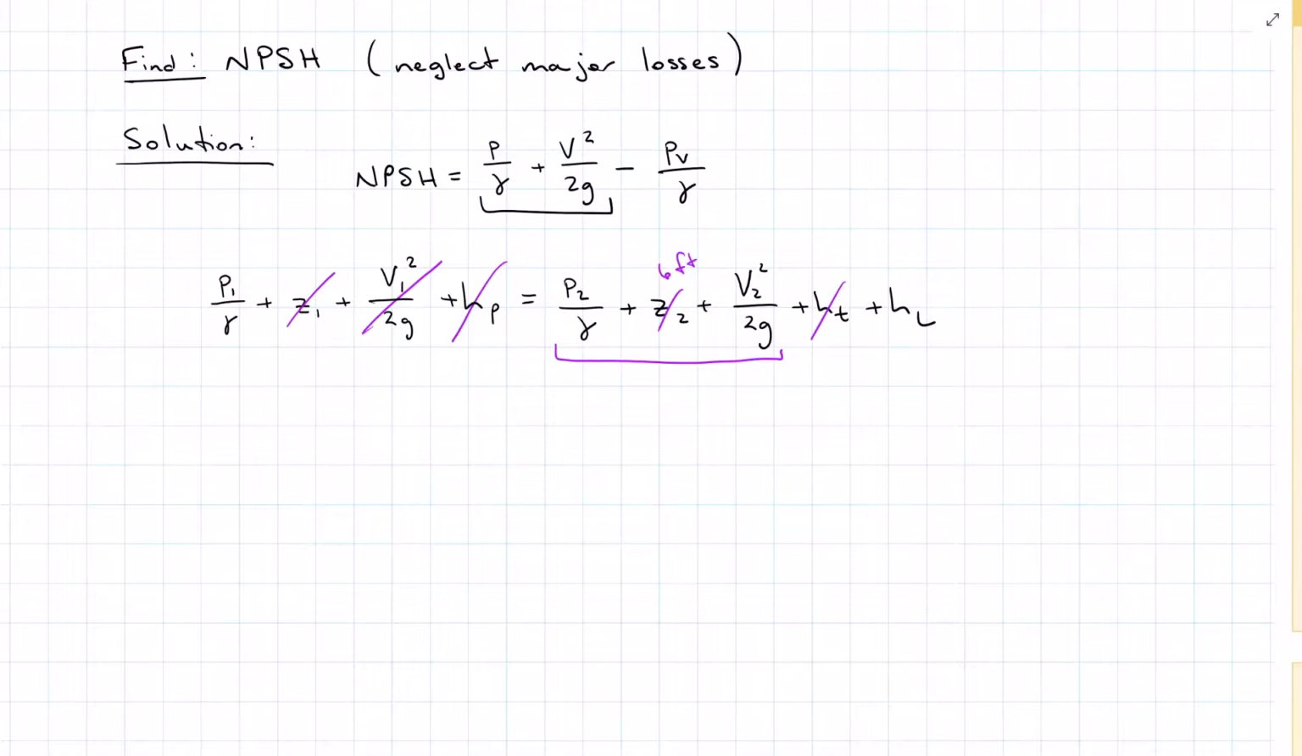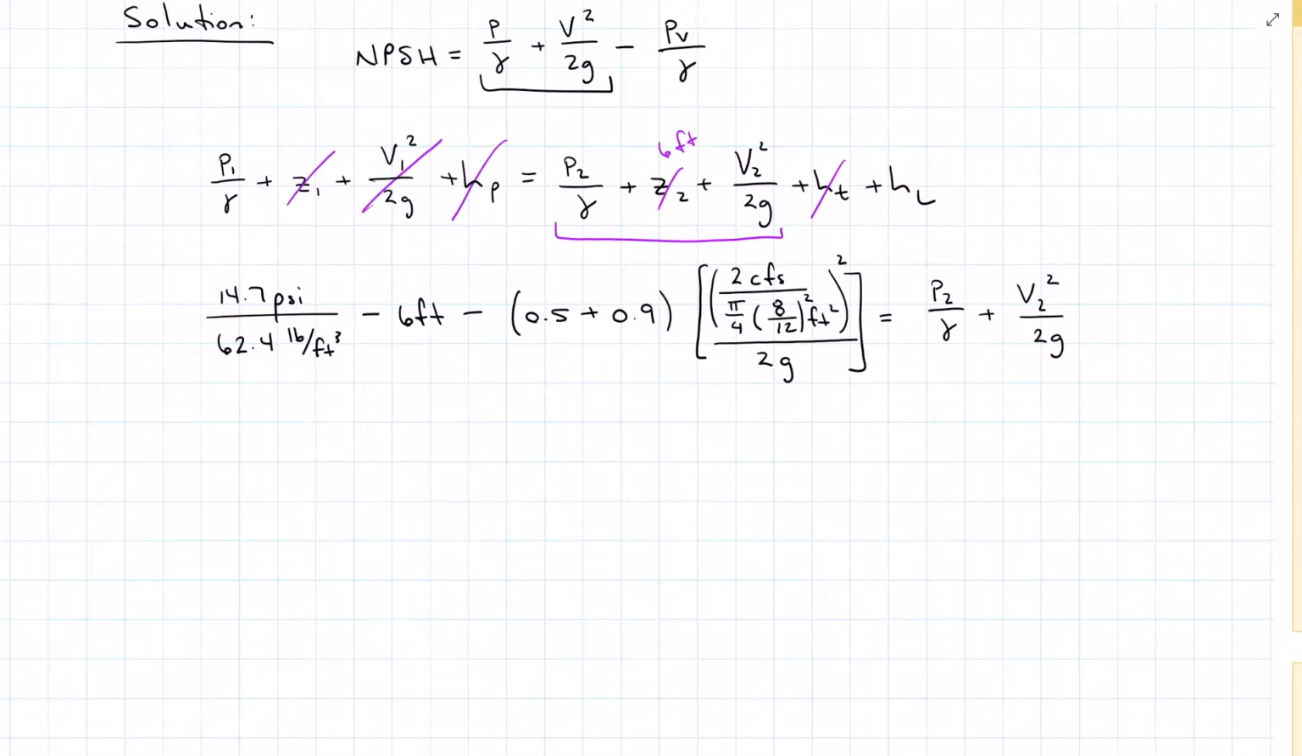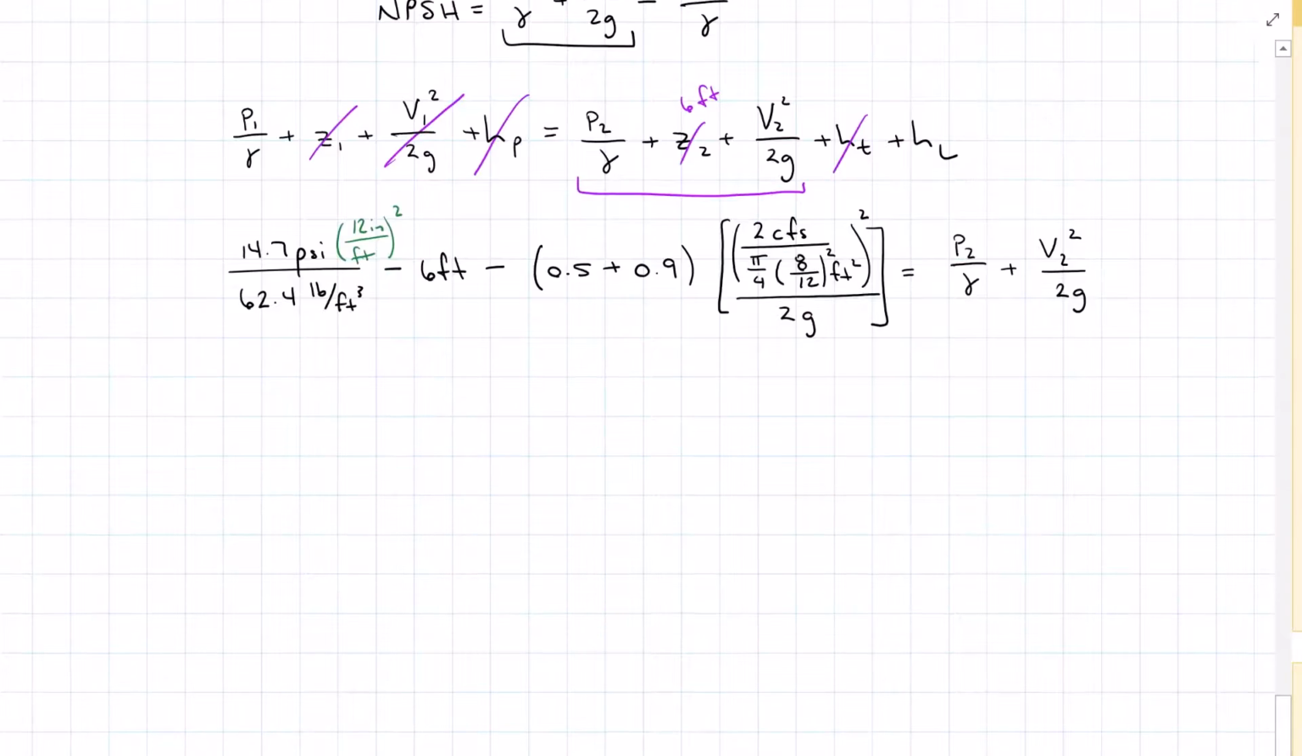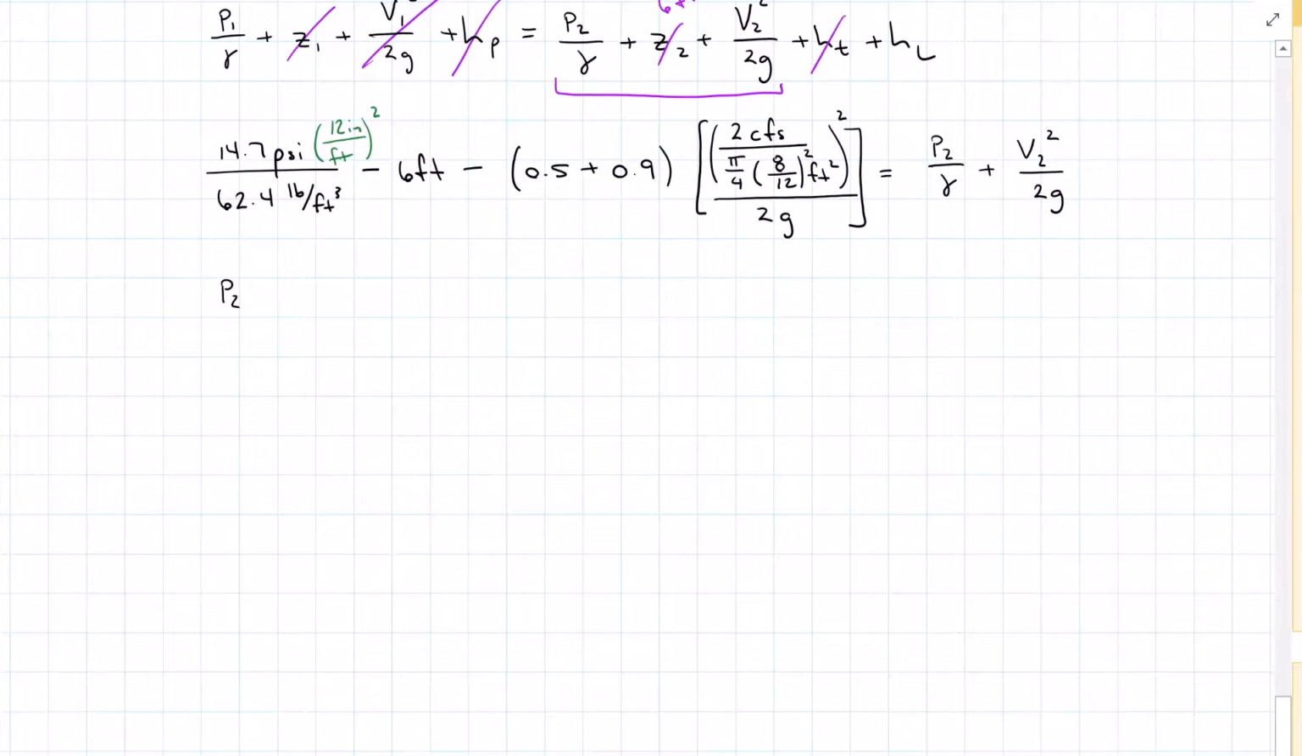Let's plug in our known numbers. 14.7 is in PSI, so let's multiply that by 12 inches per foot squared. We're going to get P2 over gamma plus V2 squared over 2g is equal to 27.3 feet.